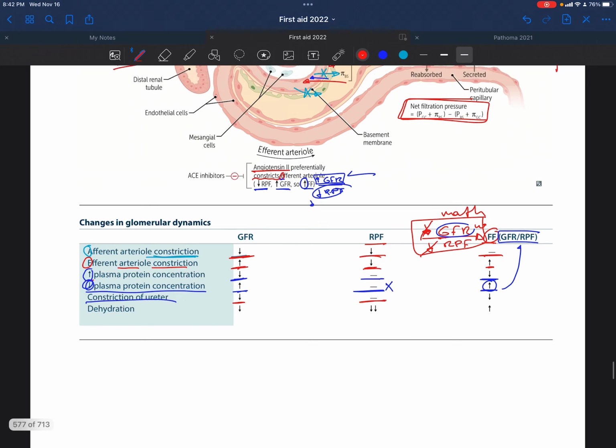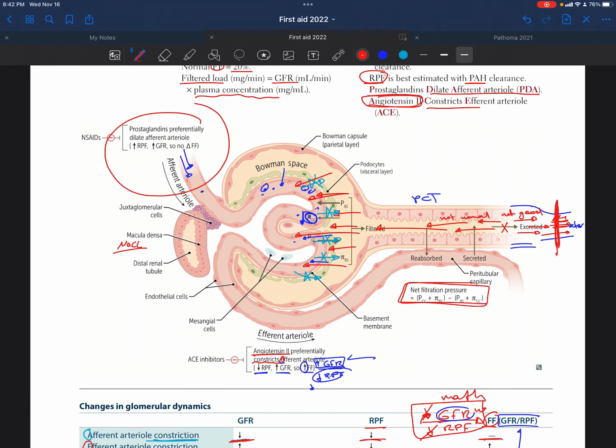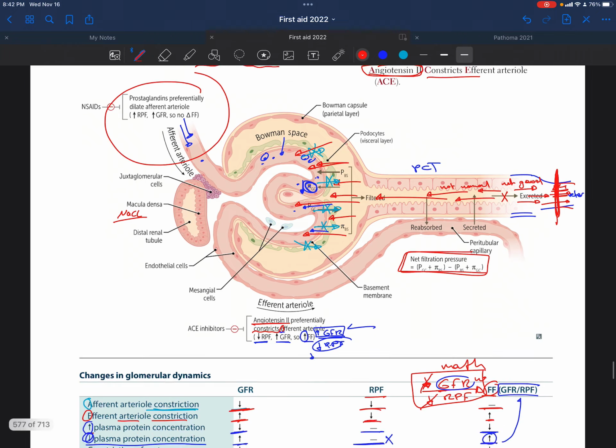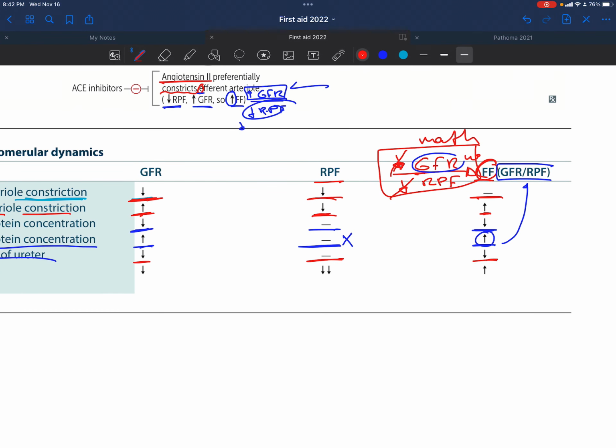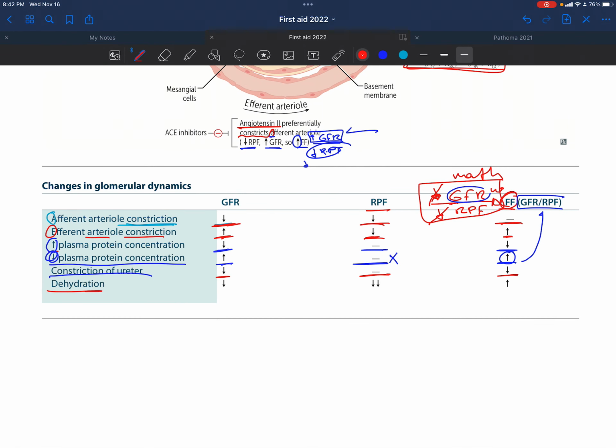The renal plasma flow didn't change. We didn't do anything over here, okay? We only changed the outlets. And according to the math, the filtration fraction is decreased. And the last option, or possibility, is dehydration.